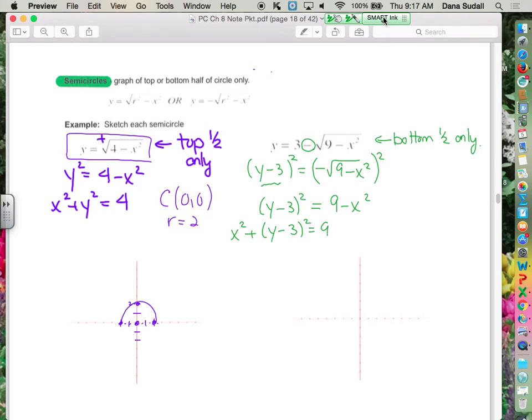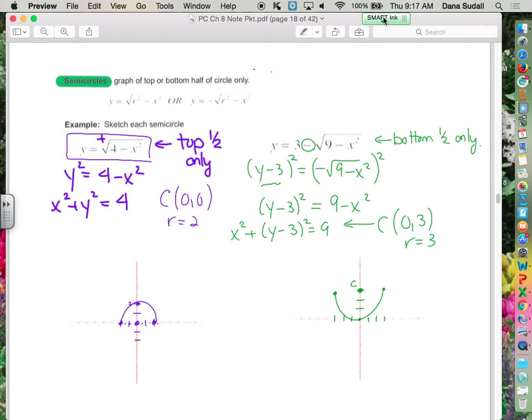Constant term by itself. So for this one, our center then would be at 0, 3 with a radius of 3. And again, we're only graphing the bottom half. So 0, 3 is my center. And then radius of 3. So it's going to look like that. Again, don't connect that diameter there. So that's it. That's all the stuff about circles.